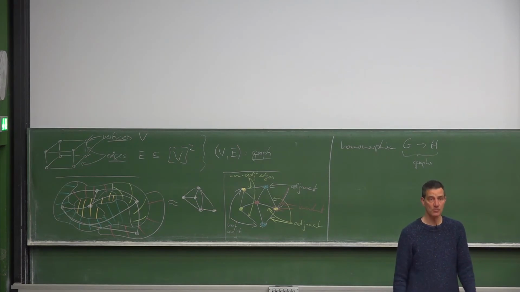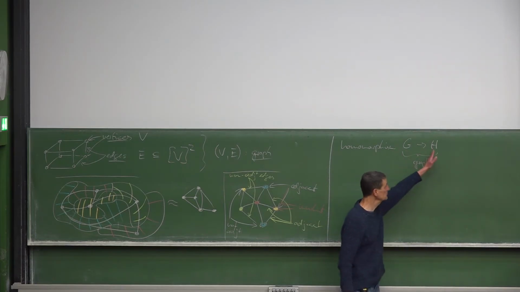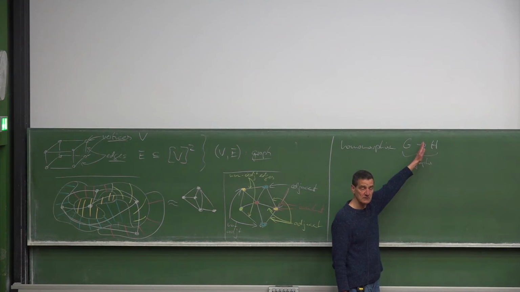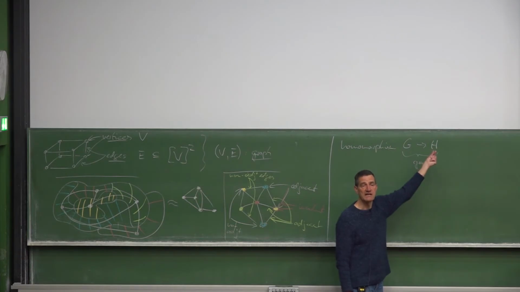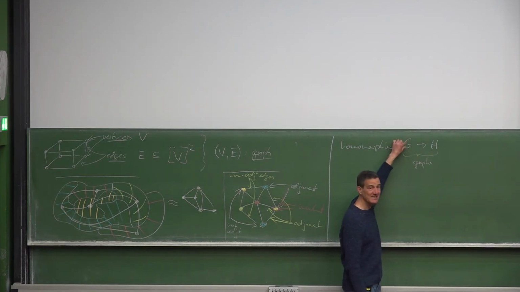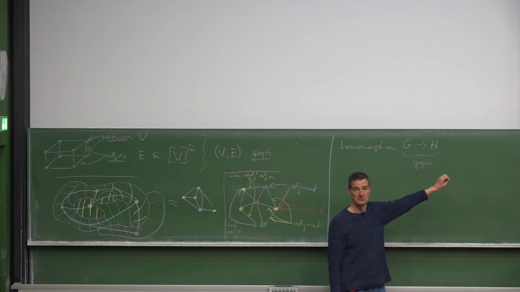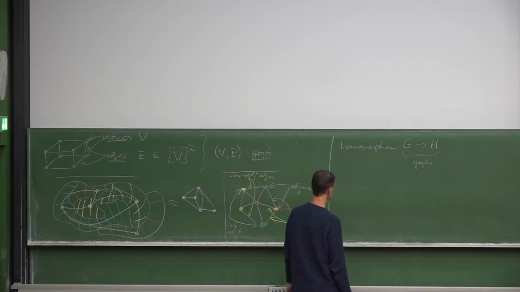So once more, a homomorphism from one graph to another graph is a map from the vertex set of this graph to the vertex set of that graph with the property that the images of adjacent vertices here must be adjacent in the image. In particular, they mustn't coincide. Right? This map doesn't have to be injective, but two vertices of G that map to the same vertex of H must be non-adjacent. If they were adjacent here, then the image would have to be adjacent to itself, which is impossible. Right? No vertex is adjacent to itself. Okay, that's a homomorphism.